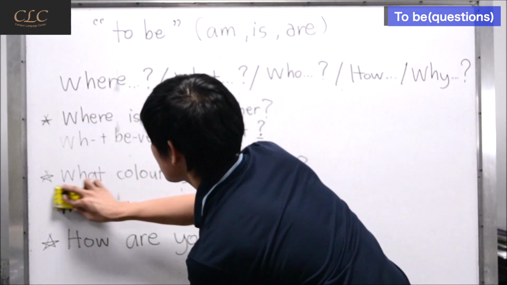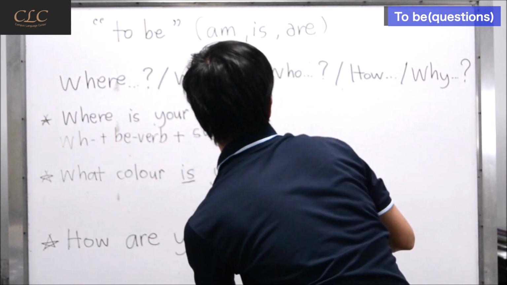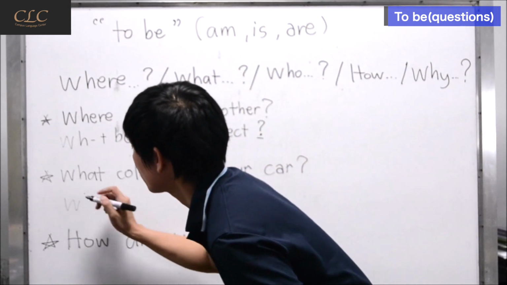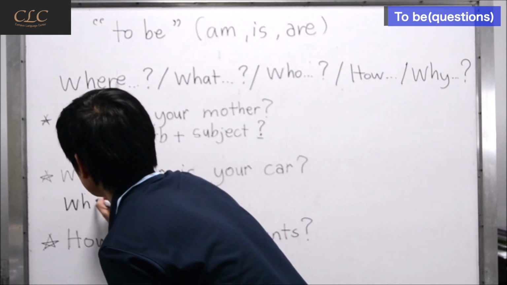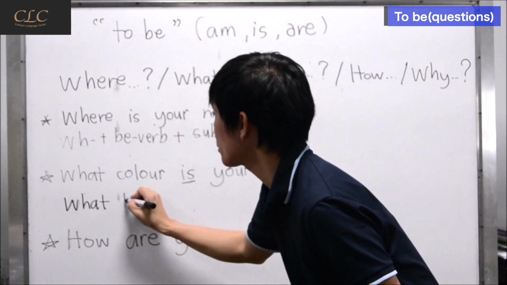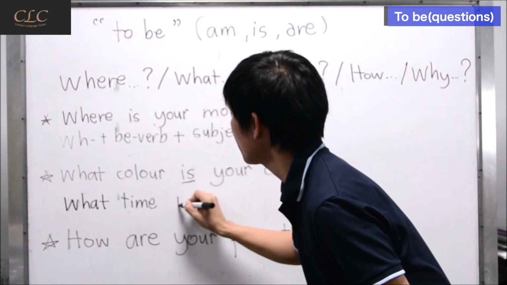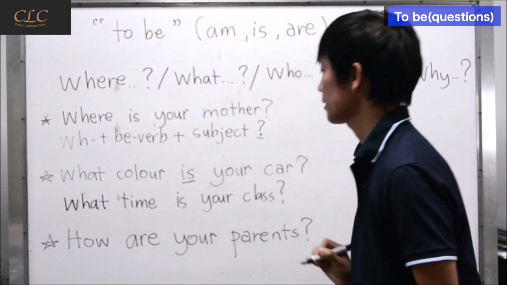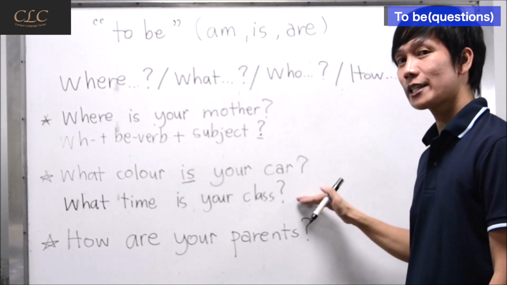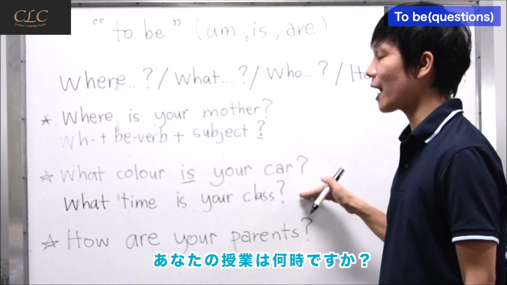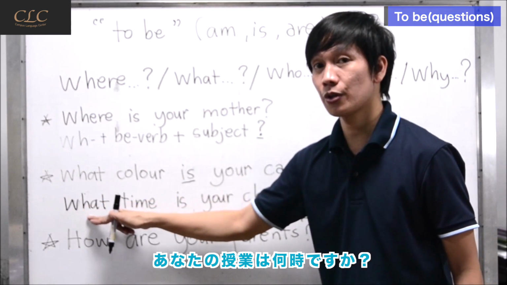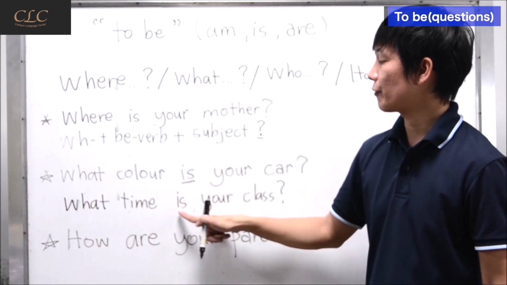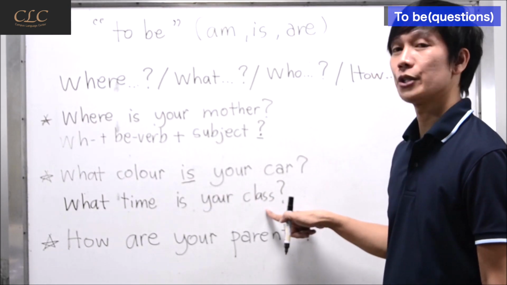Okay, let's erase this one first and make a new example. Let's use what again, of course. Let's use time. What time is your class? You see, we have made another example. So, the WH question or the relative pronoun what, plus the object time, followed by the be verb and then our subject, your class.